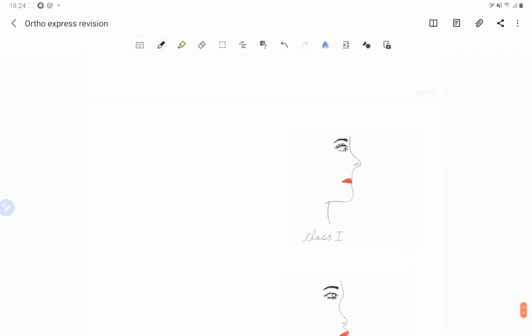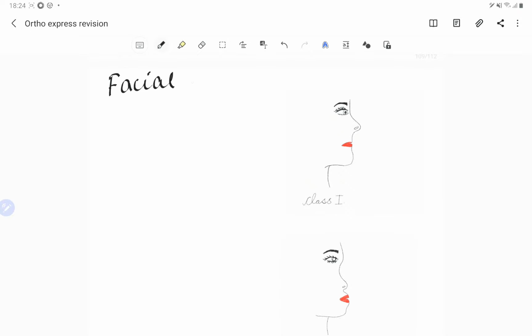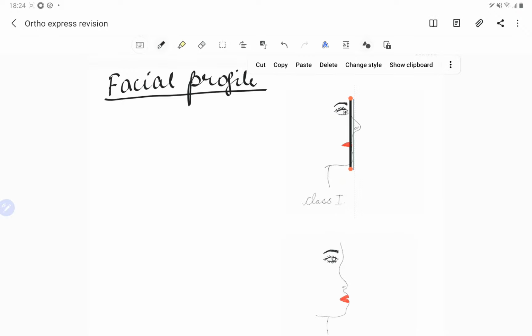Now let's talk about the facial profiles. Facial profile is the side view. So talking about the first profile here, we have an almost straight line. As you can see here, it is almost a straight line. So this profile is a straight profile.